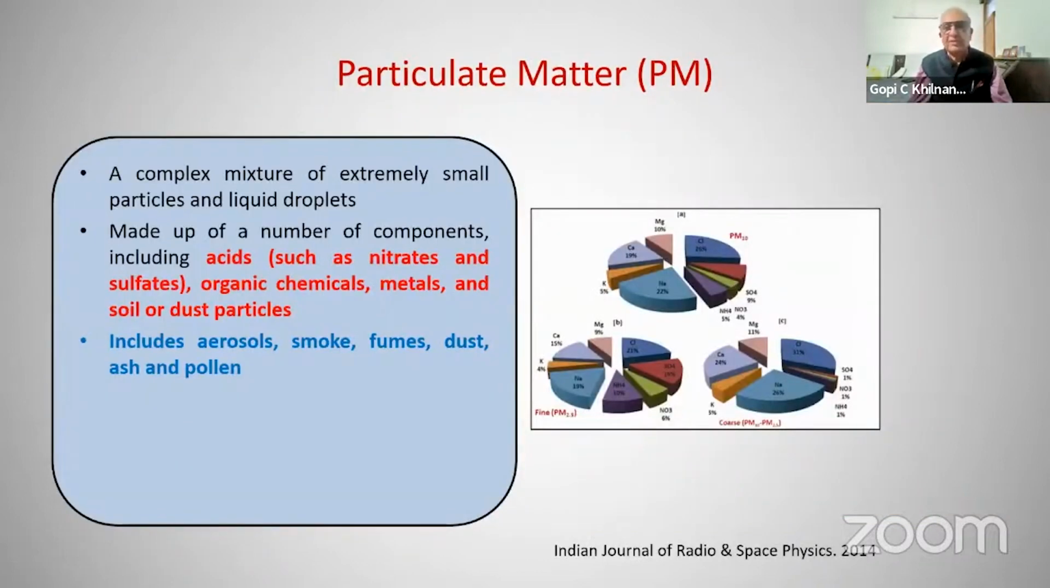So, what is particulate matter? We all keep listening to PM2.5, 200, 300, PM10. Initially, PM10 was only measured 2 decades ago. So, some of the studies that we conducted said only PM10. All particulate matters are not one. This is a complex mix of extremely small particles and liquid droplets made up of a number of compounds including acids such as nitrates and sulfates, organic chemicals, metals and soil or dust particles, includes aerosols, smoke, fumes, dust, ash and pollen. So PM2.5 in a coal mine would have a different impact, in the construction industry will have a different effect. PM2.5 coming from vehicles, diesel will be different, from kerosene would be different, and so on and so forth.